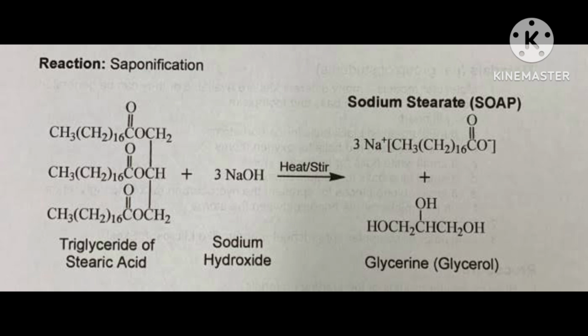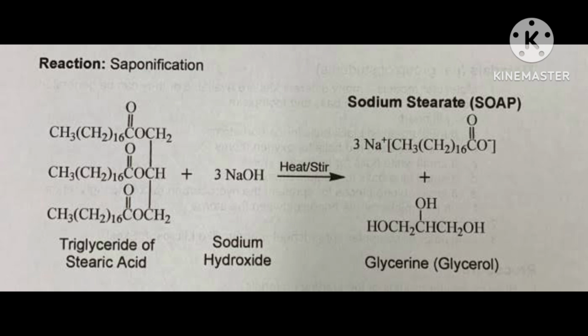C17H35COO is there, with that Na is attached. Then its name is sodium stearate. And in that way, the other two bonds will also break. The second carbon is CH, with that oxygen attached. Then again in the same way it will break. And for the second carbon also OH will be attached, and Na will go to the second COO.